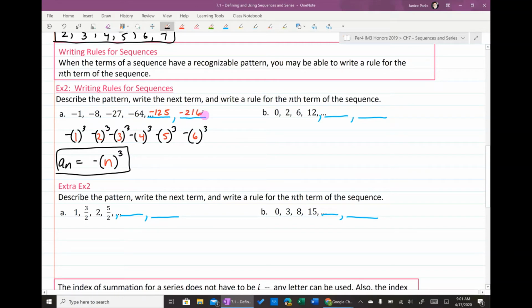So if I went to the sixth term, I could put a 6 here, raise it to the third, and multiply it by -1, and that would give me the sixth term. That's how you know if your formula is right, if you can plug in any of these numbers and get to the correct term. The next one's not as easy. So you kind of have to think about this a little bit.